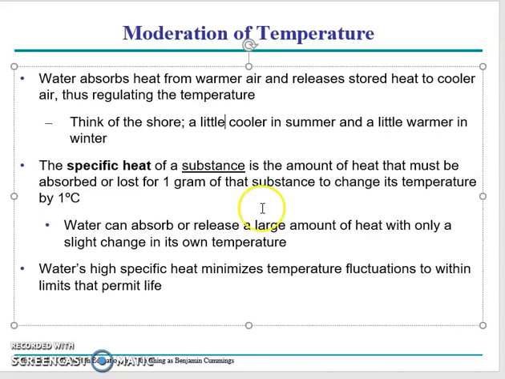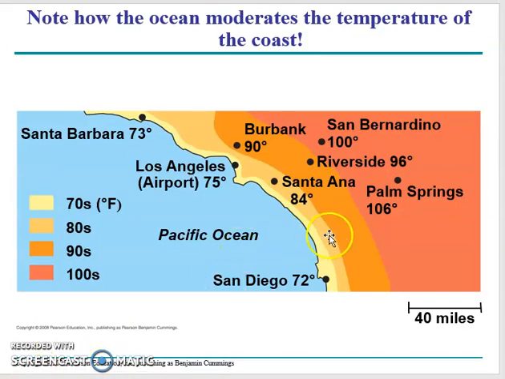Okay, so water can absorb or release a large amount of heat with only a slight change in its own temperature, in other words, right? And that minimizes fluctuations in living things, which is a good thing. All right, so if you look at the shore here, now this is the Pacific coast in California. The water itself might be somewhere in the 60s, which is going to cool down the coast. San Diego, Los Angeles, Santa Barbara are all in the 70s.